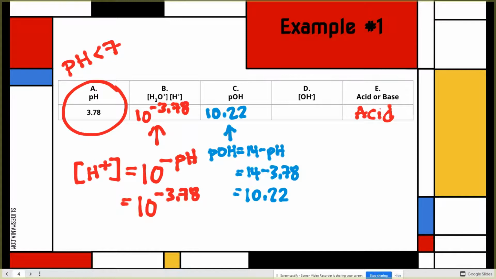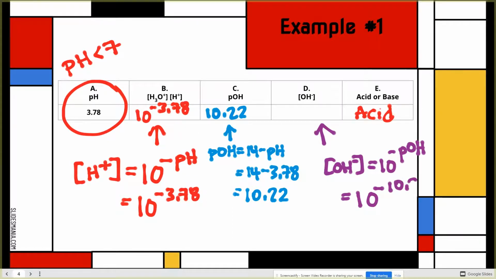So again, now let's do the next one. How do you get now the concentration of OH? Again, guys, since we have pOH, the concentration of OH is simply 10 to the negative of the pOH. This becomes now 10 to the negative 10.22. And that's it. There you go. That's how you fill this in.